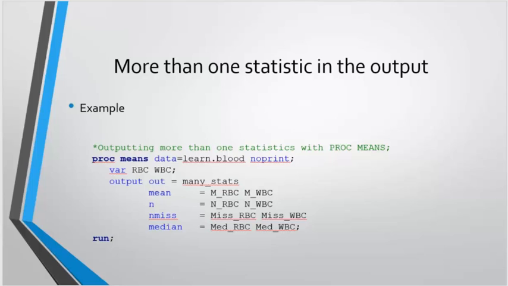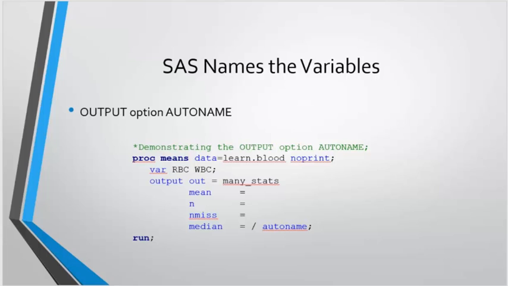You can see here I've named them so that I can distinguish which are the summary statistics for red blood cells versus white blood cells. The output option AutoName causes PROC MEANS to create variable names for the selected statistics by using the variable names in the var statement and adding an underscore character followed by the name of the statistic. Here you can see I'm using the AutoName function.